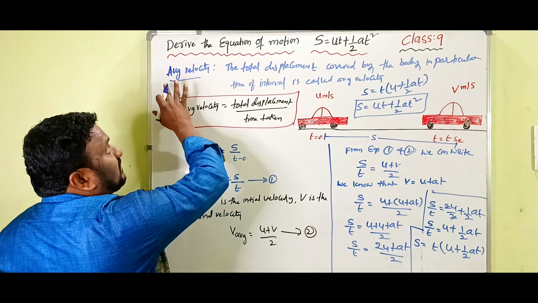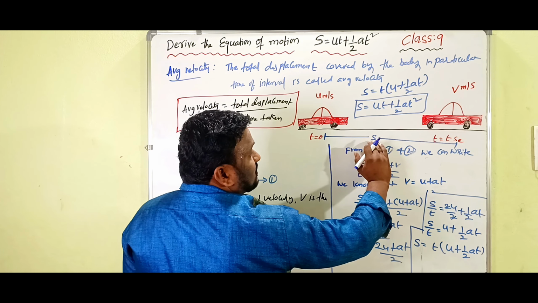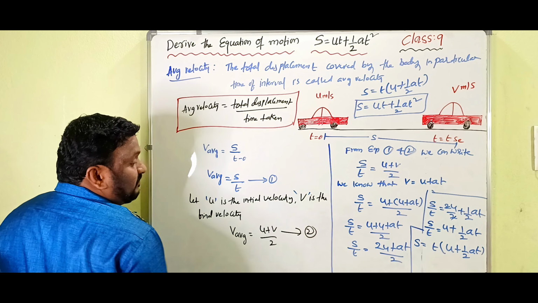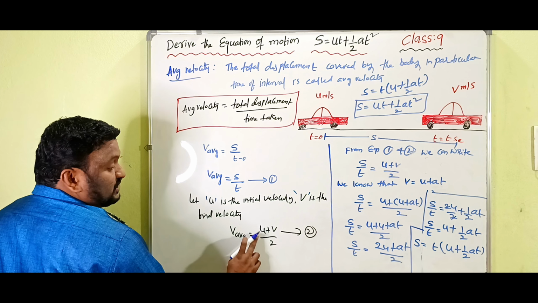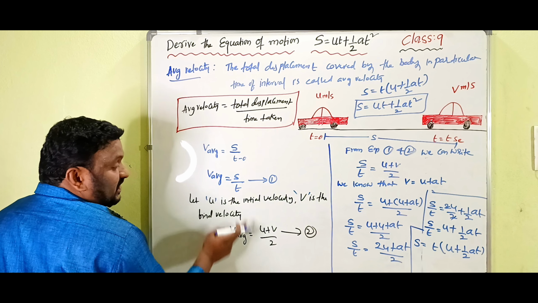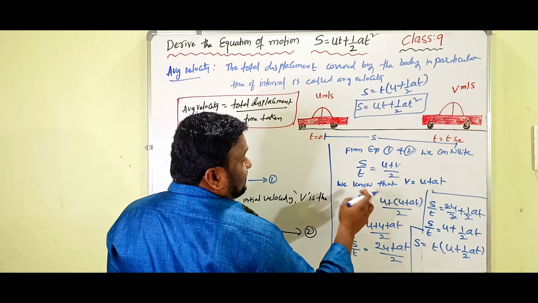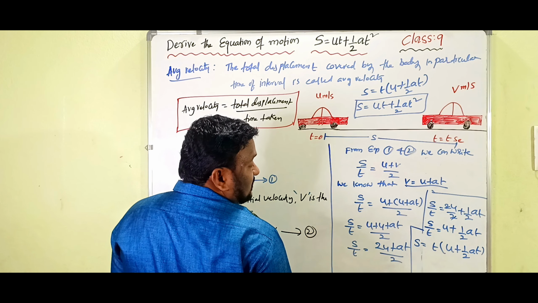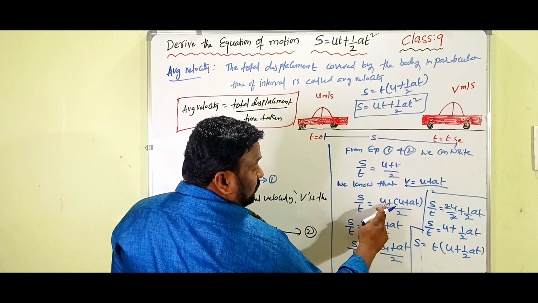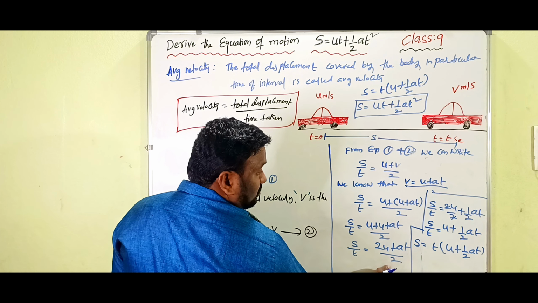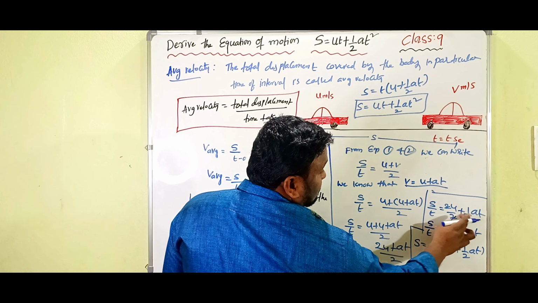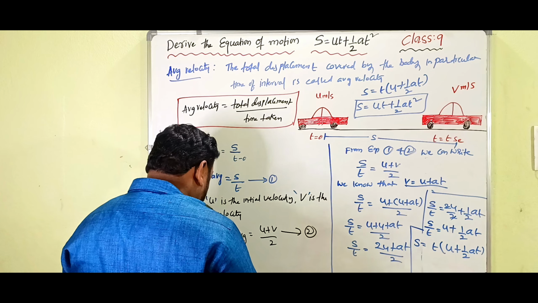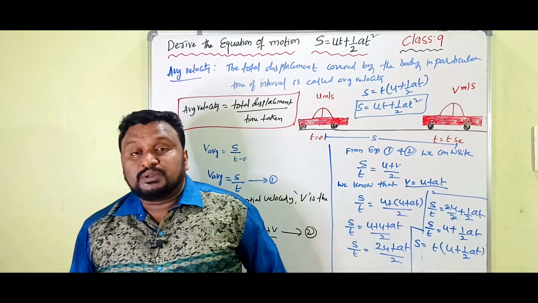Simply, we know average velocity is total displacement by time taken. In this example, total displacement is s and time is t, so v average is equal to s by t. After that, u is the initial velocity and v is the final velocity, so v average is equal to u plus v by 2, sum of the quantities by number of quantities. These two are equal, so the LHS are equal and we can equate the RHS: s by t is equal to u plus v by 2. Again, v is the final velocity, v is equal to u plus at. Substituting, s by t is equal to u plus (u plus at) by 2. U plus u is 2u, and at is there, so it becomes 2u plus at by 2. From that, s by t is equal to u plus half at, the 2 cancelling. Then s is equal to t into (u plus half at). Then s is equal to ut plus half at square. So children, this is the derivation of s is equal to ut plus half at square.